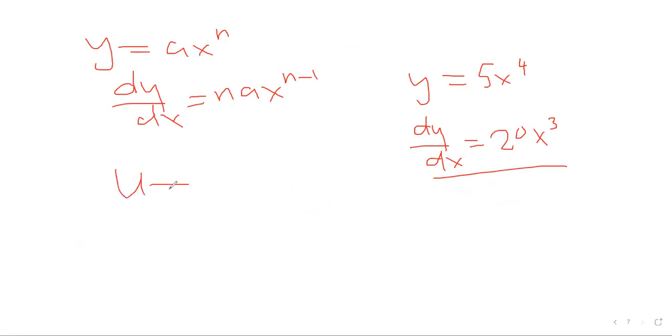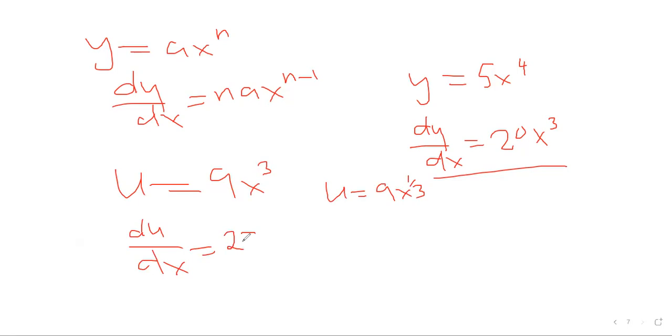We have u is equal to 9x to the power 3. We have u is equal to 9x to the power 1 over 3. The concept is the same. So this is du over dx. Multiply 3 times 9 is 27. And subtract 3 minus 1. So here, what we're going to have is 27x squared. Are we together?